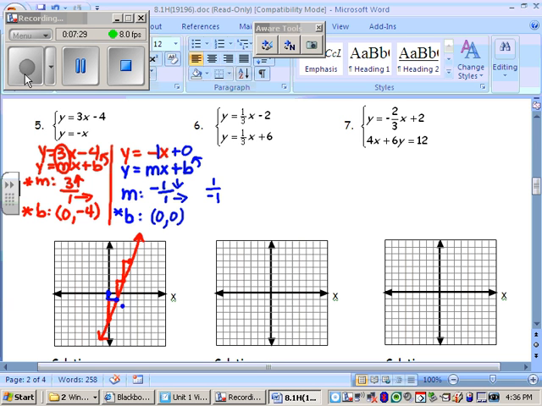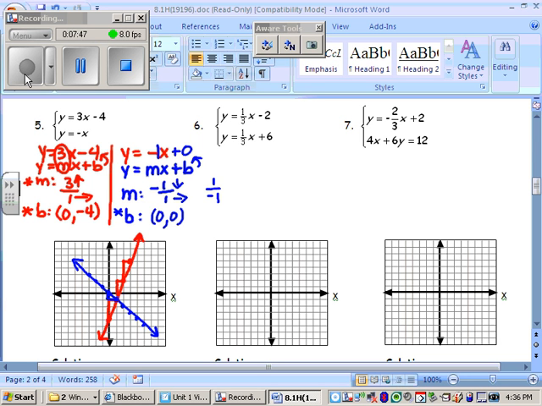So I can continue to do that, and I can put more points. I could also go the reverse direction and go up 1 and left 1. And now you can clearly see the line. And then again, try to draw a very straight line.